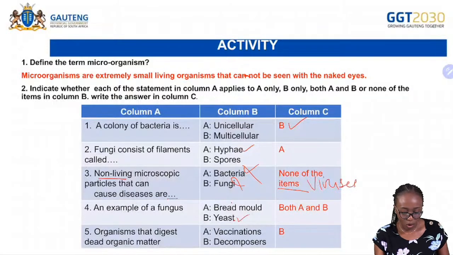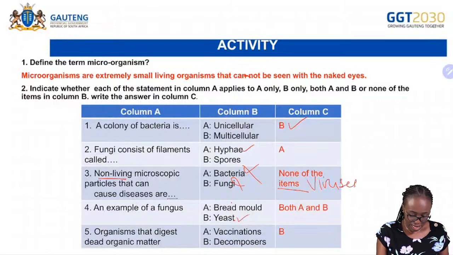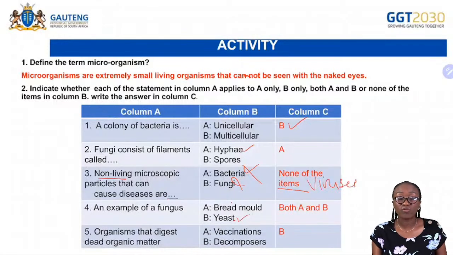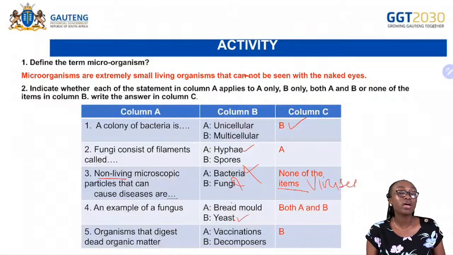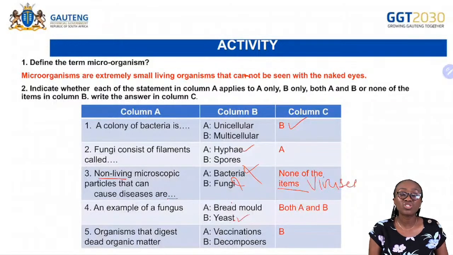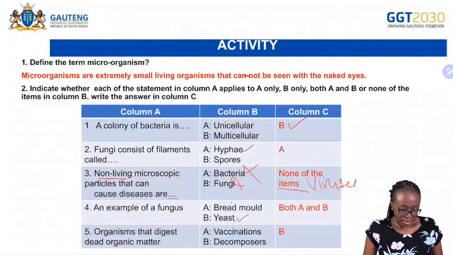And then 5, organisms that digest dead organic matter. What are they called? Vaccinations or decomposers? They are called decomposers. Remember when we were learning about different feeding relationships that exist within ecosystems, we said organisms that digest dead organic matter are decomposers.